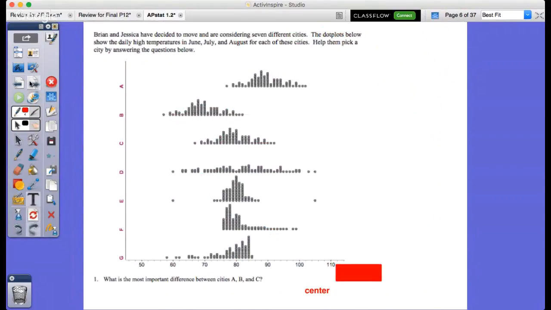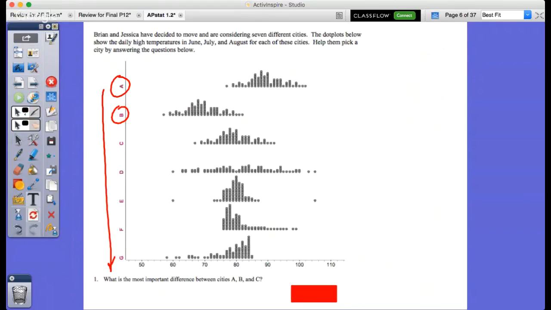Brian and Jessica have decided to move and are considering 7 different cities. Each of the cities is represented as A, B, C, all the way to G. Help them pick a city by answering the questions below. Okay, I just covered that, I know, but just act like you didn't see it. All right, so question 1.